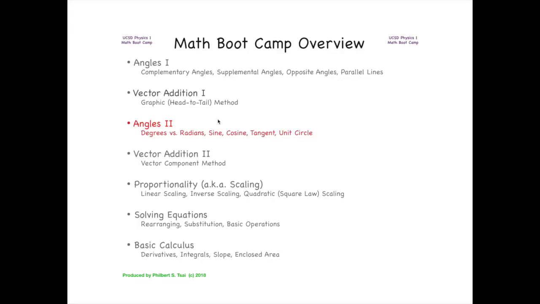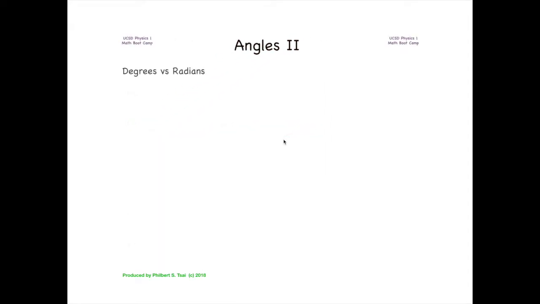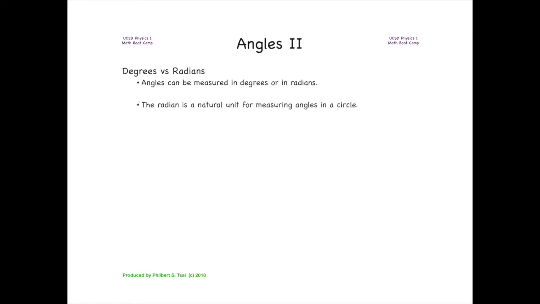Now that we've defined the vector, let's go back and consider angles again, this time in the context of the unit circle. There are two ways that angles are often reported. One way is to measure angles in degrees, and another is to measure angles in radians. Although we're more familiar with measuring angles in degrees, the radian is really the more natural unit for measuring angles when you're dealing with angles in a circle.